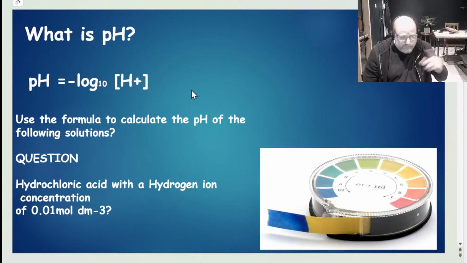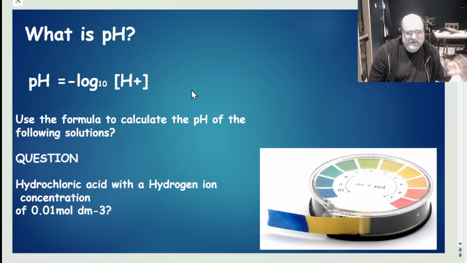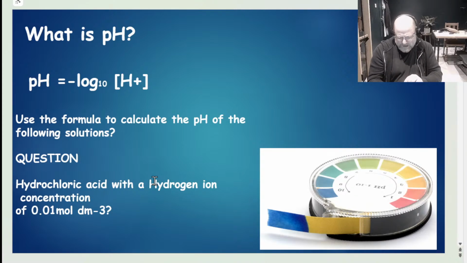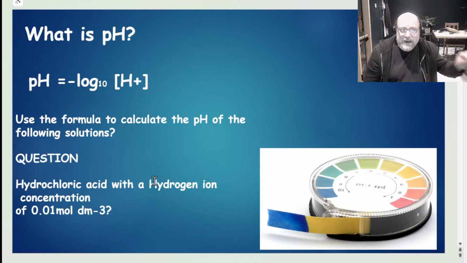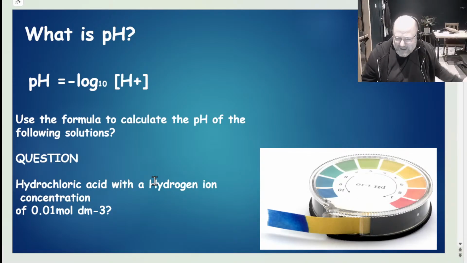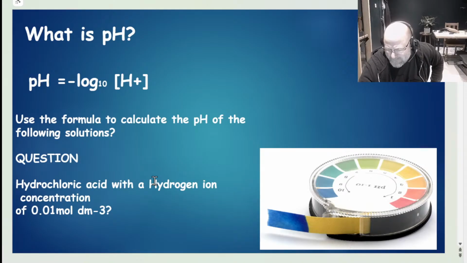Use the formula to calculate the pH of the following solutions. I've only got one here: 0.01 mol per dm³. You're going to need your scientific calculator, and you need to be able to press the minus button and your log button, depending on your calculator. That's all you've got to do. Minus log, put in the hydrogen ion concentration, press equals, and you'll get the answer. See if you can do that one right there.